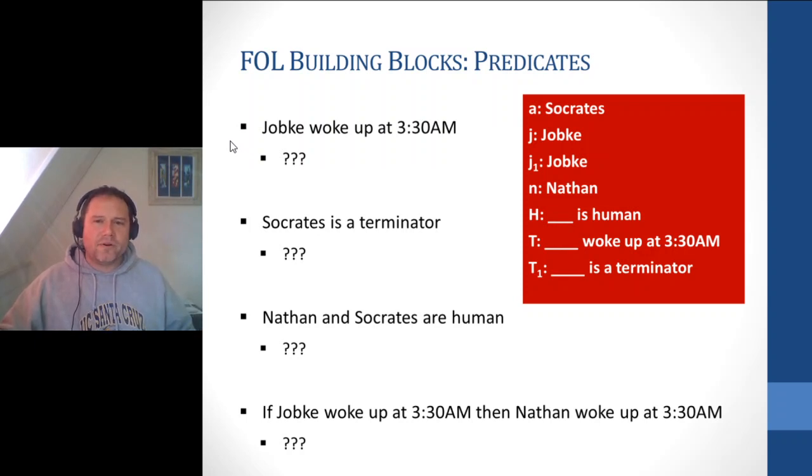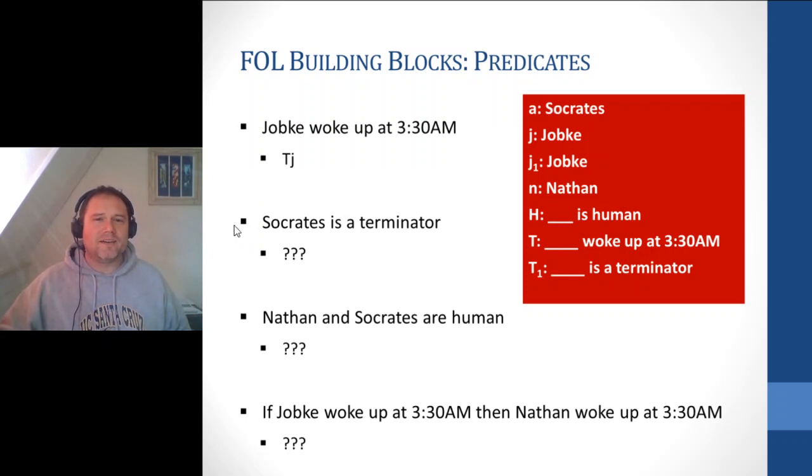So let's take our first one, right? Yabka woke up at 3:30. Well, looking at our symbolization key, we know that this is going to be capital T to express our predicate woke up at 3:30, right? And in fact, we could use either one of these two. We could use j or we could use j subscript 1. Both would work perfectly fine. Good. So how about our second one?